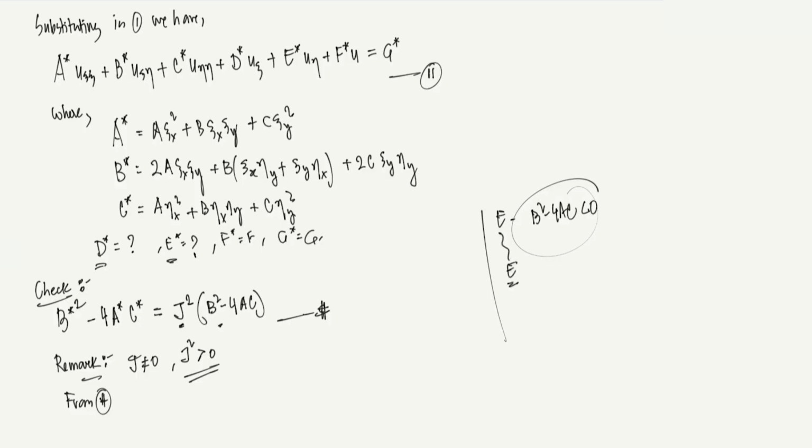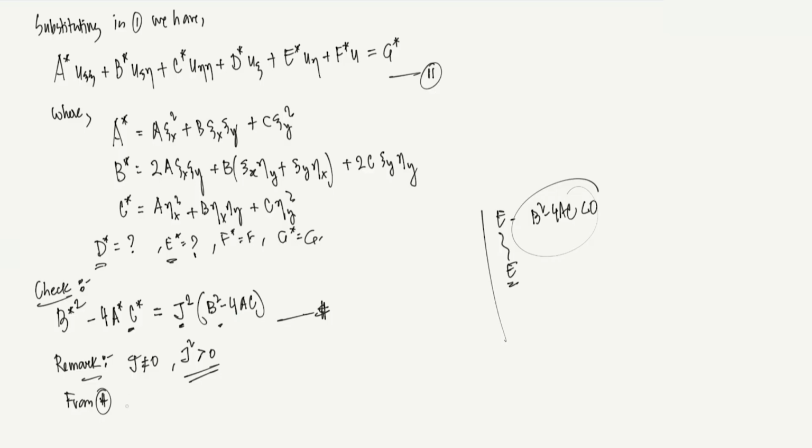You understand? Now if it is parabolic, b square minus 4ac is 0. So basically b star square minus 4 a star c star is also going to be 0. So it remains parabolic. And if it is hyperbolic, b square minus 4ac is positive. So the modified discriminant is also going to be positive. So essentially what we are trying to say is this change of variable does not change the behavior of the original equation. Okay, right?